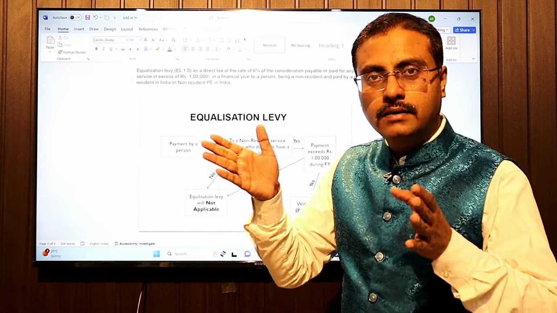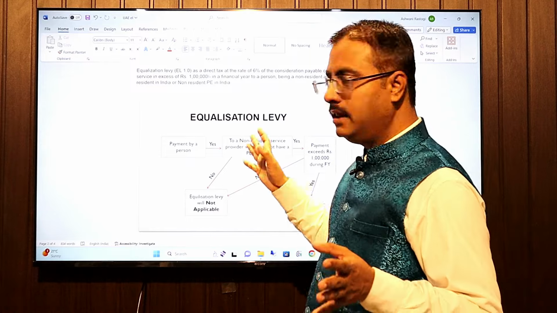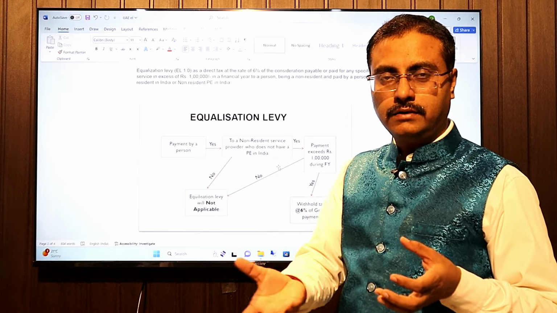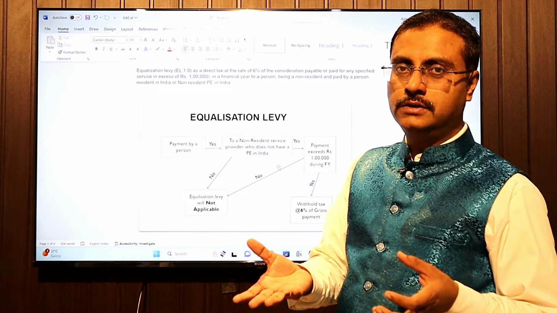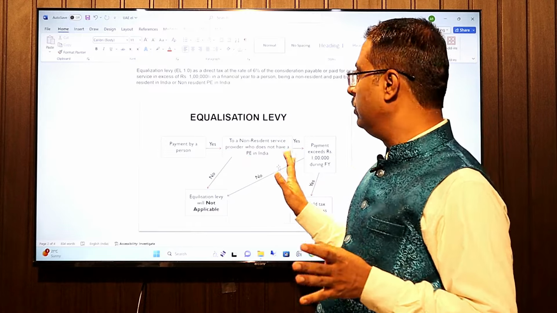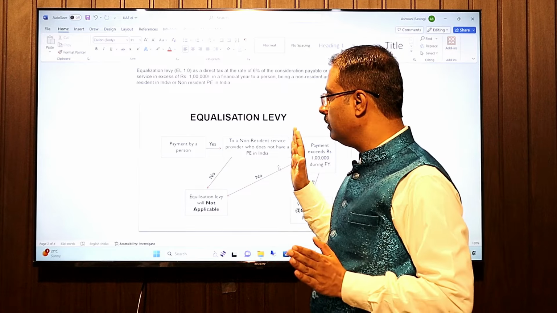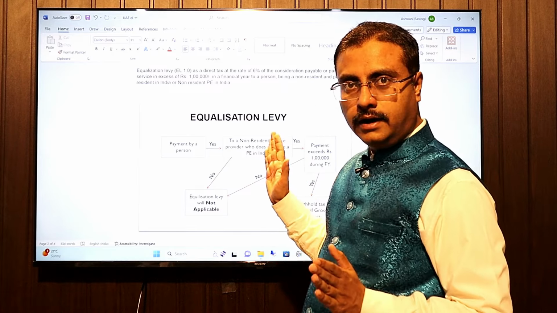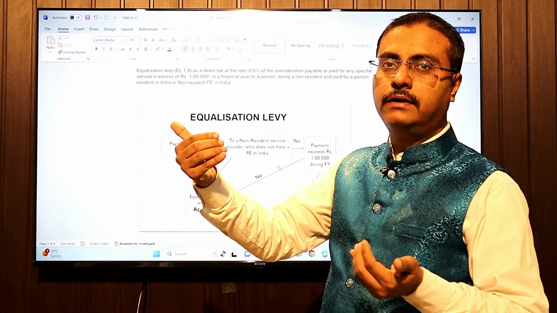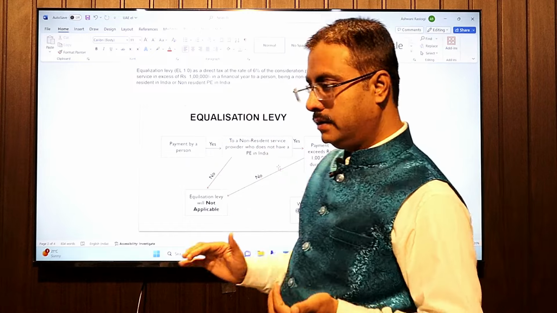Suppose Google has a PE in India, then there is no concept of EL. Google's income would be liable to tax as per the domestic provisions of taxation. So in that scenario, the EL provision is not applicable. So this equalization levy of 6% is deducted by the person who is making a payment to a non-resident who does not have PE status.